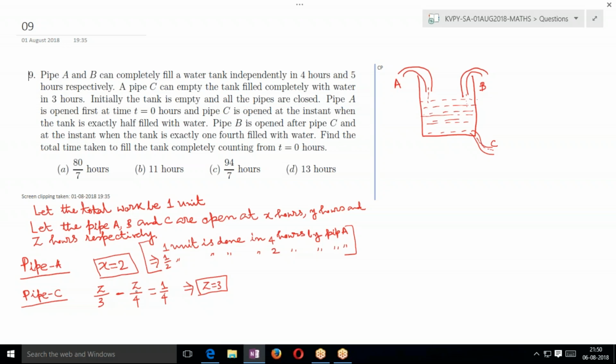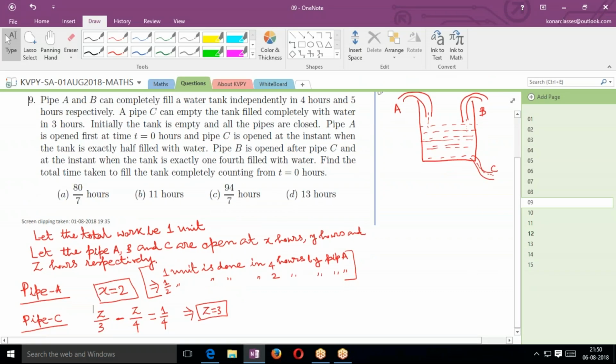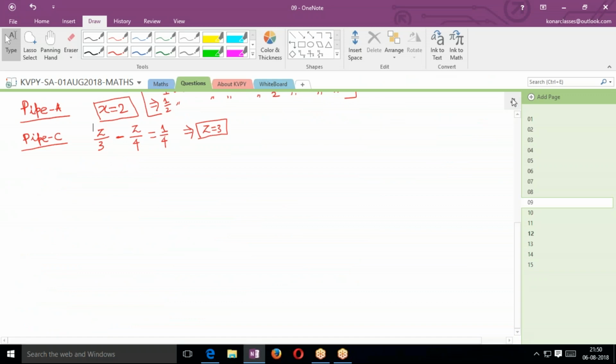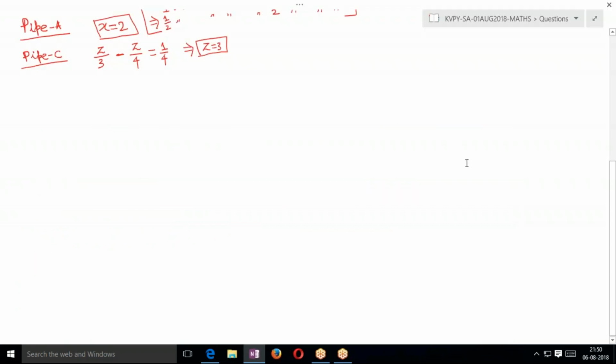First we get X is equal to 2. And after that what happened is that pipe B started operating. So for pipe B, if you look into the question, it is happening like this. Its capacity is 4 hours, so it is Y by 4.